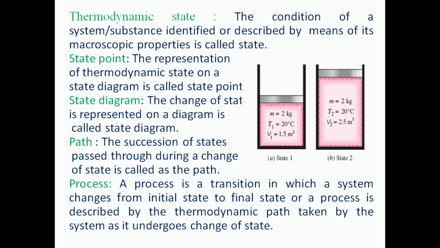Here we can see state 1, which is described by some properties: mass 2 kg, temperature 20 degrees, volume 1.5 meter cube. It is one state. And the second state is a change in which the mass remains the same, the temperature remains the same, and the volume increases to 2.5 meter cube. This is the change of state. These are two states. The change taking place during that is the path, and the change of state that has taken place, we call a process.